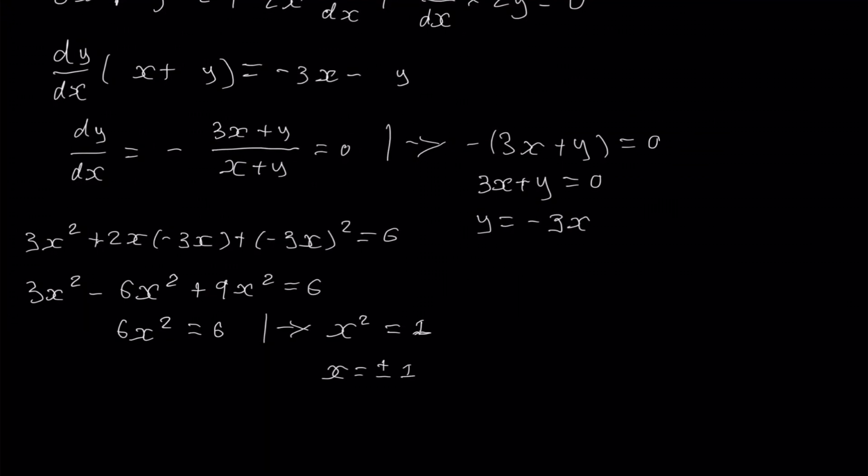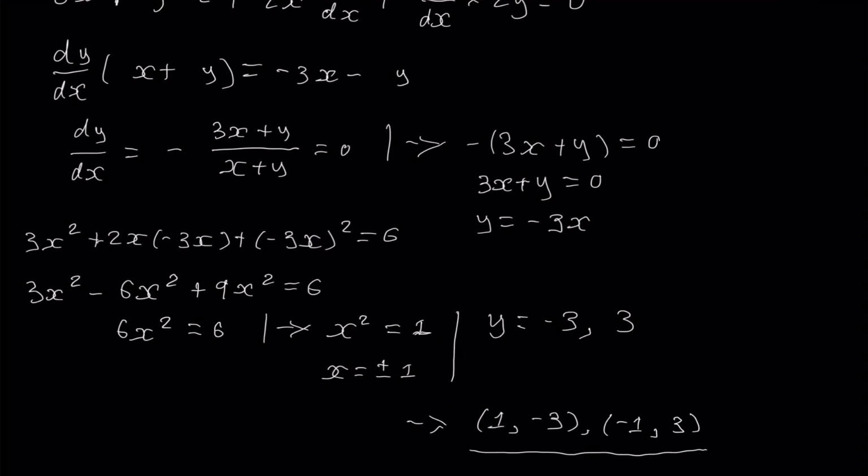From here, we can now substitute positive 1 and negative 1 into our equation for y. We end up with y being equal to negative 3 when x is equal to 1, and y being equal to positive 3 when x is equal to negative 1. So we can then state that the coordinates of our stationary points are x equal to positive 1 and y equal to negative 3, and also x equal to negative 1 and y equal to positive 3.